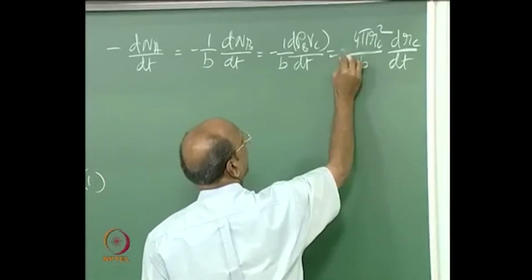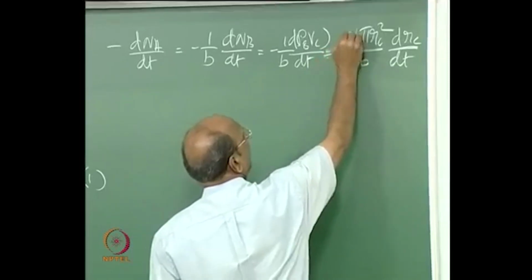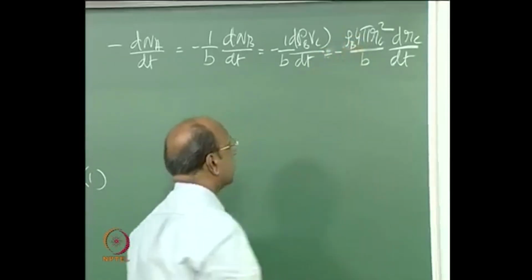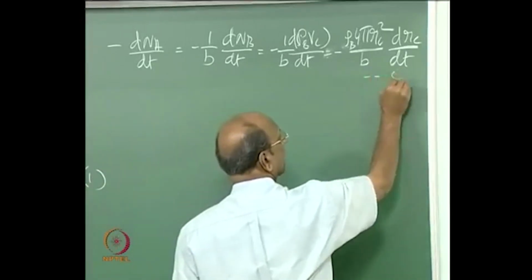Here also we have rho b. Yeah, correct, thank you, rho b, good. So, this is equation number 5.